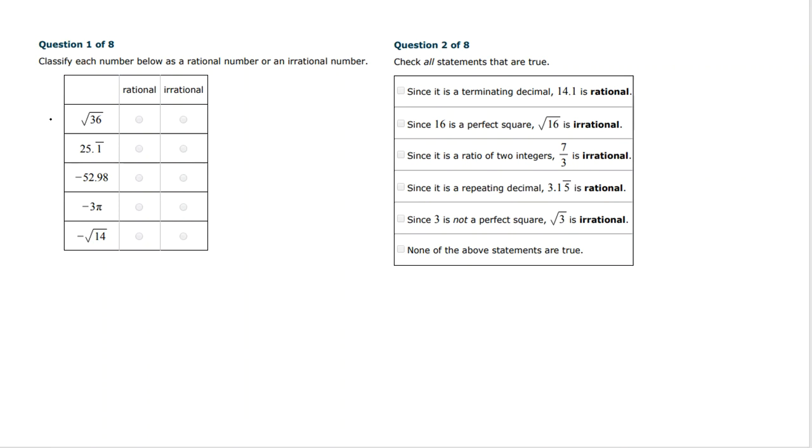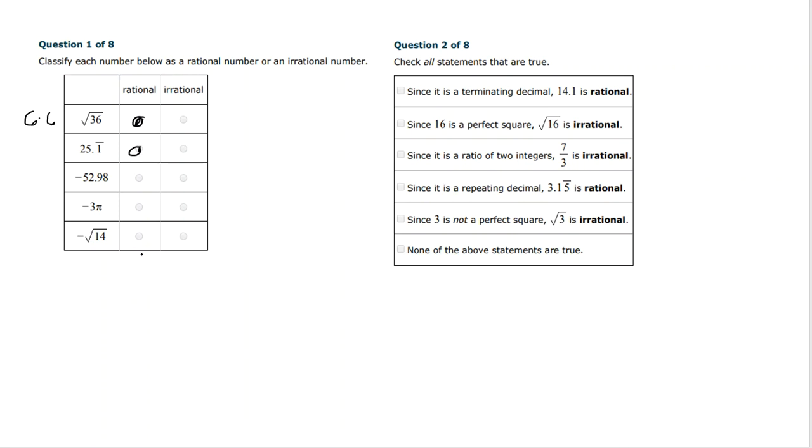So as we go through this list, square root of 36, we would say this is rational. Okay, the square root of 36 is 6, because 6 is the number that when you multiply by itself, you get to 36. Okay, so square root of 36 is rational. 25.1, repeating. Okay, on this one, the 0.1, repeating. This is a repeating decimal. Repeating decimals are considered to be rational. Okay, repeating decimals are considered rational. So rational, rational. Okay, the next one, negative 52.98.